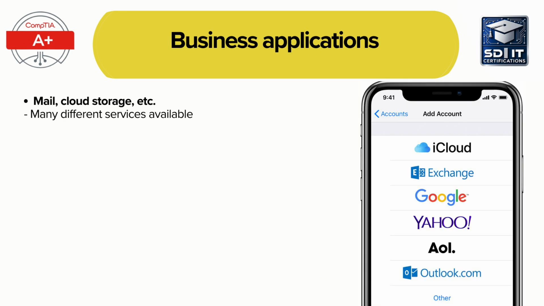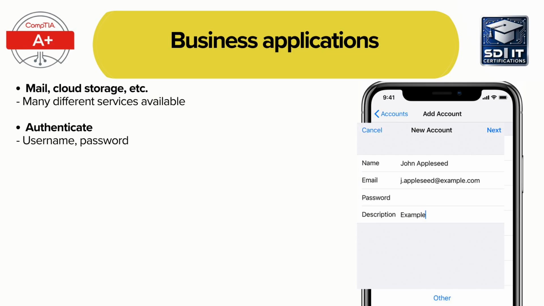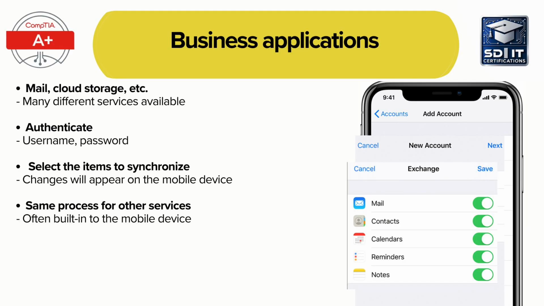When you're setting up business applications on these devices, you're often configuring things like Outlook, email, cloud storage, and other services. You would commonly set those up in the account setting of that device, where you would need to provide a username or password or some other type of authentication factor. From there, you can get even more granular control over exactly what will be synchronized, and you can choose mail, contacts, calendars, reminders, notes, or other settings. You can also set this up to be different from other services. So your synchronization settings for Microsoft Exchange might be very different than the synchronization that you configure for Google Mail.